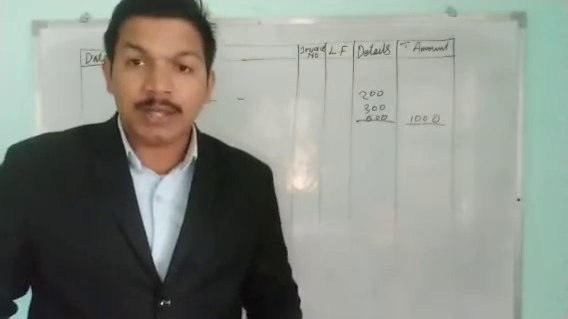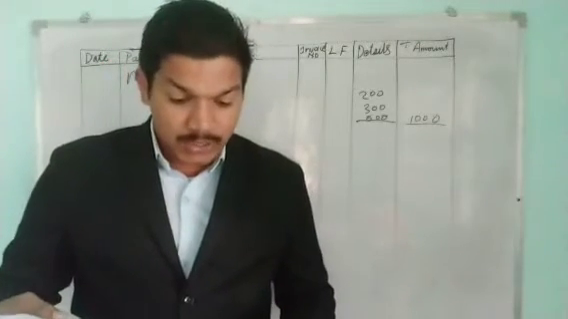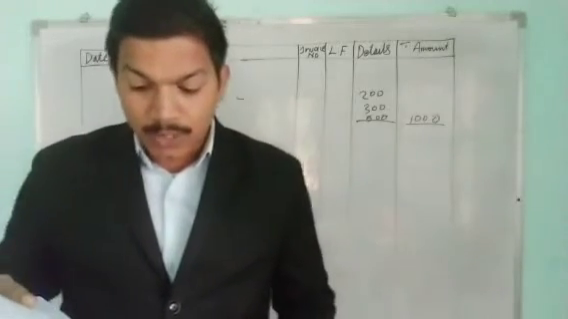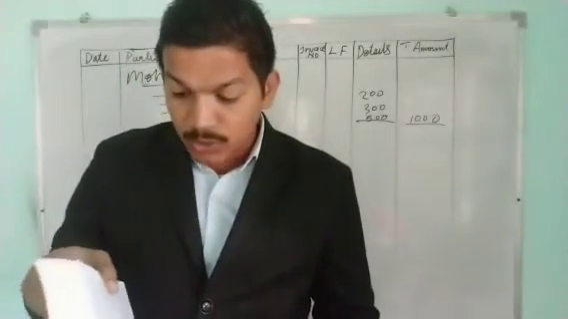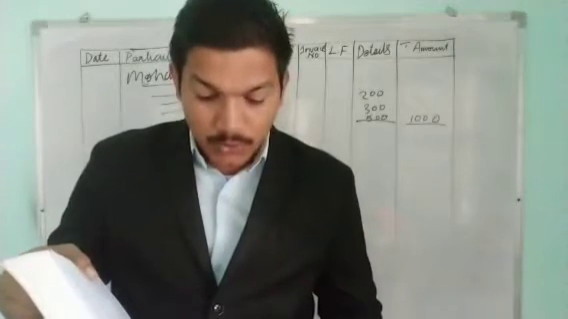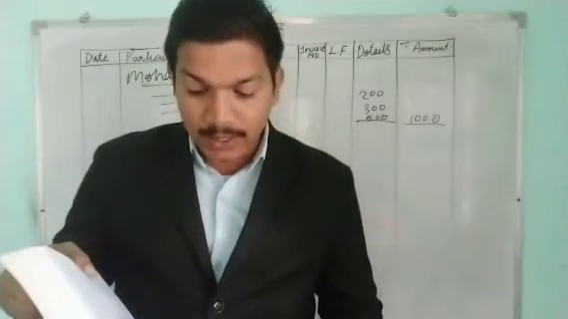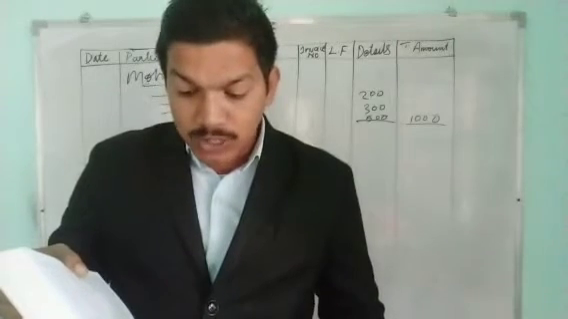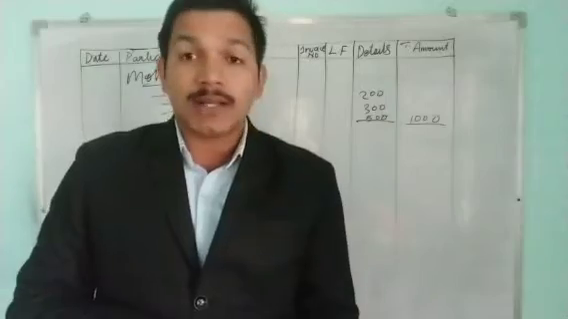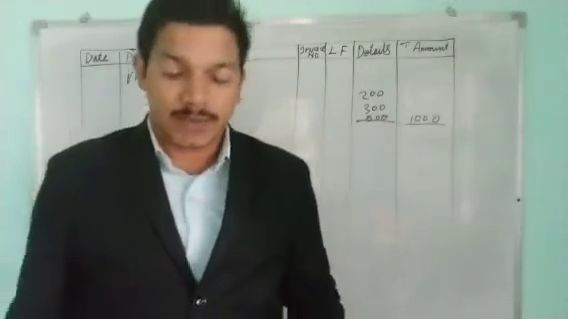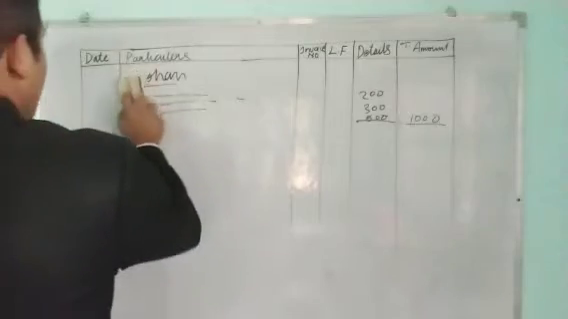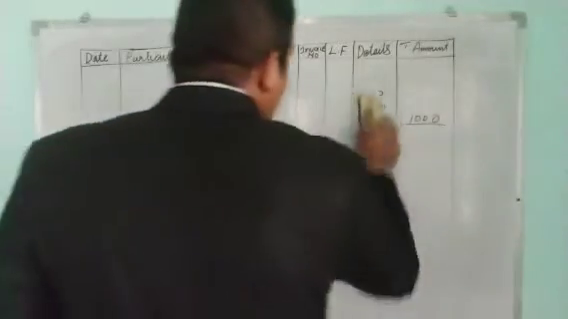So here let us see one example. Let us see the problem. The following are the credit purchases of M.S. Modi Book Depot, Delhi, for the month of June 2017. Enter them into the purchases book and post them into the ledger. There are some transactions given, and we have to enter those transactions into the purchase book. Let us see how to make it.